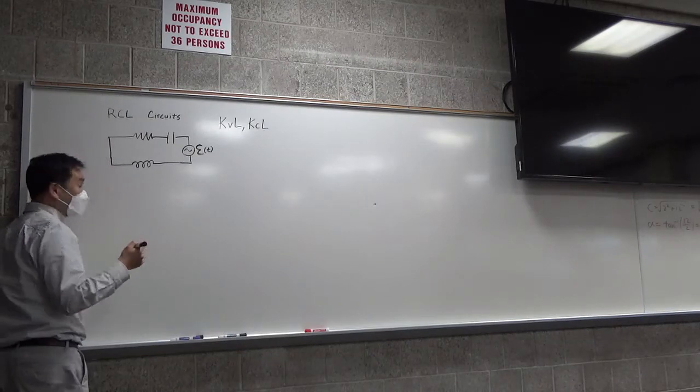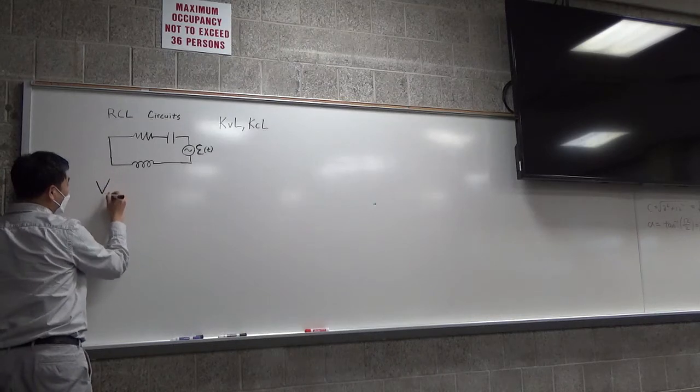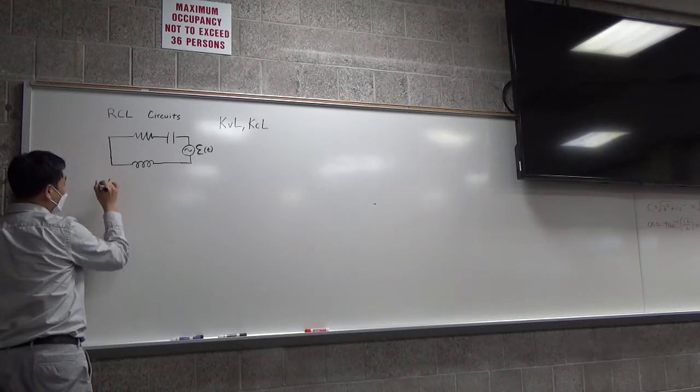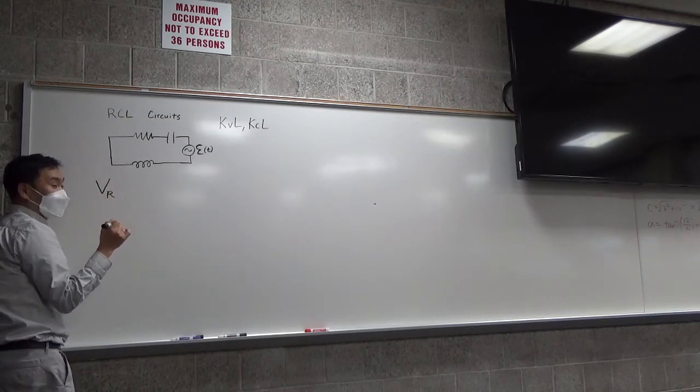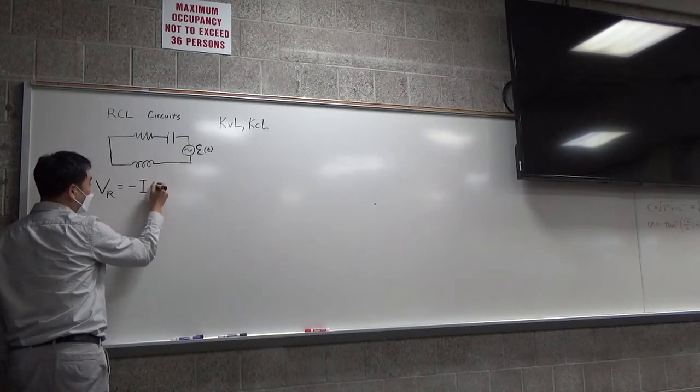So someone mentioned Ohm's law. Let's start with Ohm's law. What is the voltage drop across a resistor? V equals to? IR. And we're going to put minus because there will be a voltage drop.